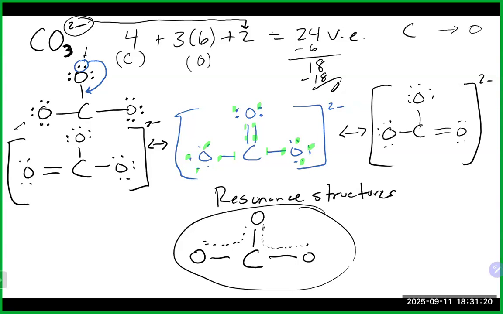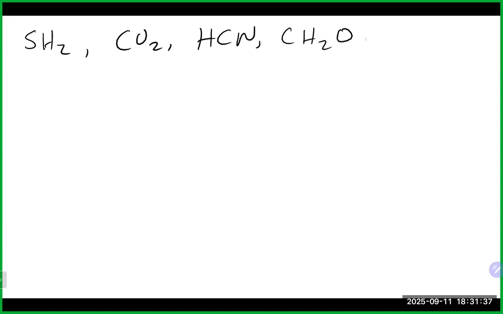All right, let's try a few more here just to make sure. Why don't you draw some nice Lewis structures for each of these? Let's do SH2, CO2, HCN. Why don't you draw CH2O, NH4 plus, and why not, I'll squeeze it in there, ClO3 minus. All right, let's take some time, draw up some proper structures here. Then we'll go through it.